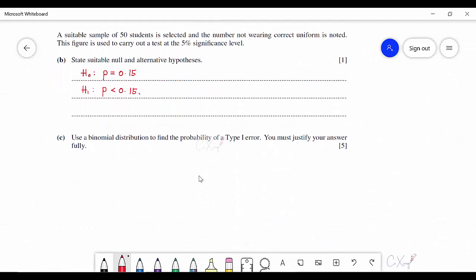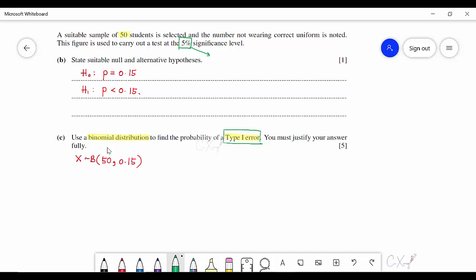Alright, then next, for part C, they want you to use a binomial distribution to find the probability of a type 1 error. So you must justify your answer fully. For binomial distribution, you know that when you want to run the test for the proportion p, generally we are using the binomial distribution. So we need to know the n. So the n value will be 50 here. So binomial distributed 50 and the proportion is 0.15. And there's another important figure here, which is 5%. The significance level will be 5%. And we are going to use this 5% as a reference value to find out the type 1 error.